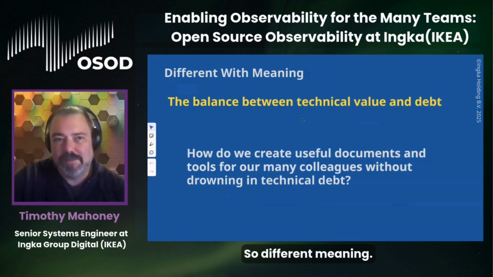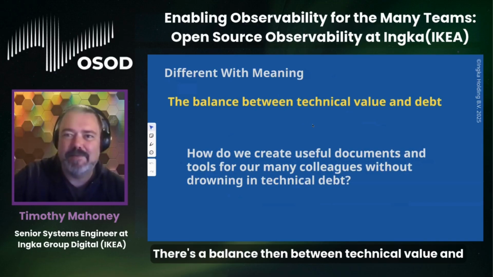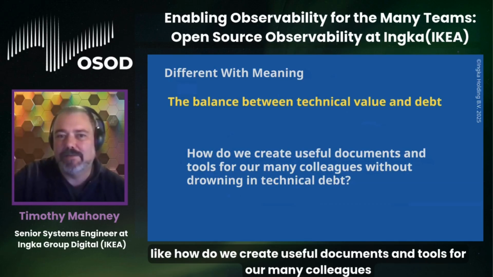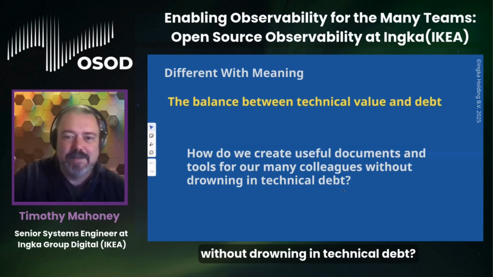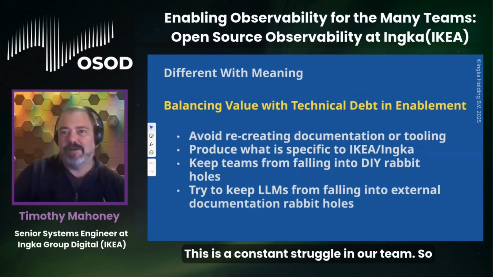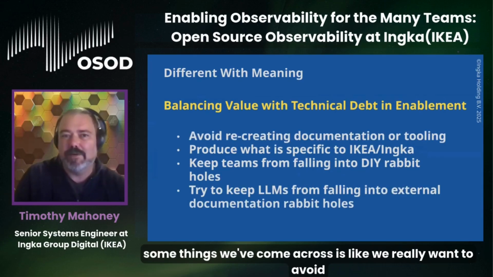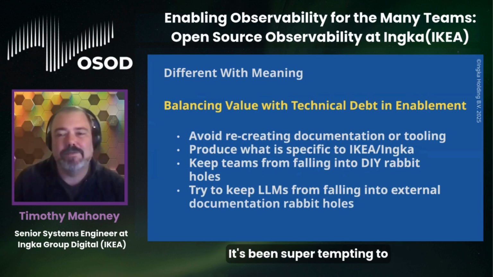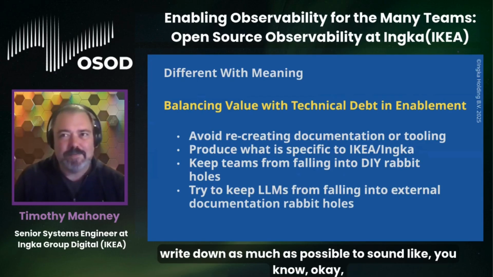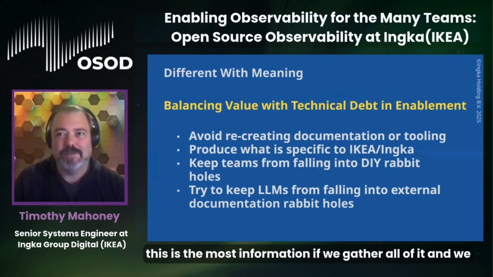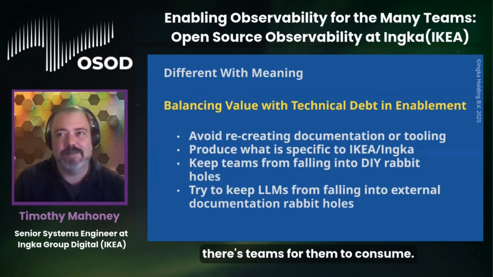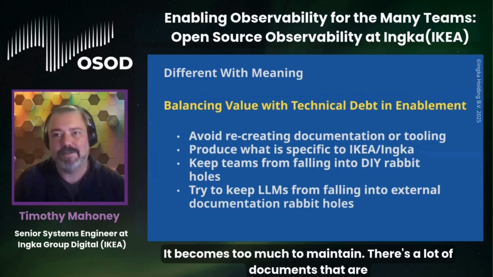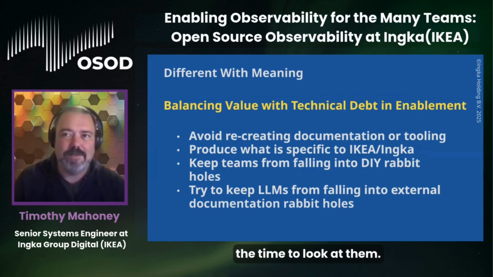So there's a balance between technical value and debt. And as an enablement team, how do we create useful documents and tools for our many colleagues without drowning in technical debt? This is a constant struggle in our team. Some things we've come across: we really want to avoid recreating documentation or tooling. In previous teams I've worked in, it's been super tempting to write down as much as possible, to gather all of it and regurgitate it to these teams for them to consume. It's going to seem good, but it isn't really good. It becomes too much to maintain. There are a lot of documents that are outdated or that we never have the time to look at.